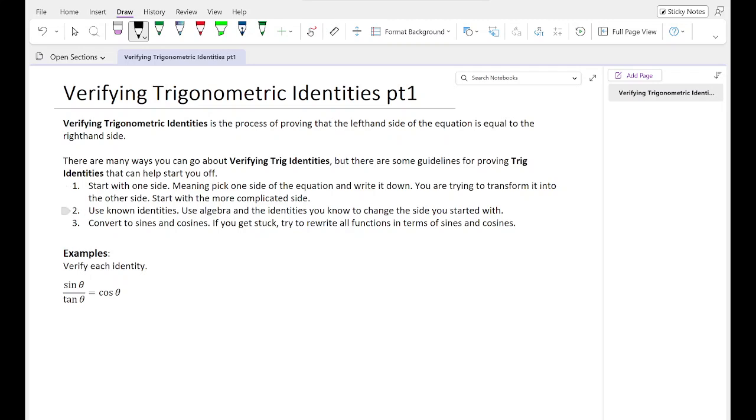Second, use known identities. Use algebra and the identities that you know to change the side you started with. So start manipulating it algebraically, trigonometrically, trying to get it to be the same as the other side of the equation.